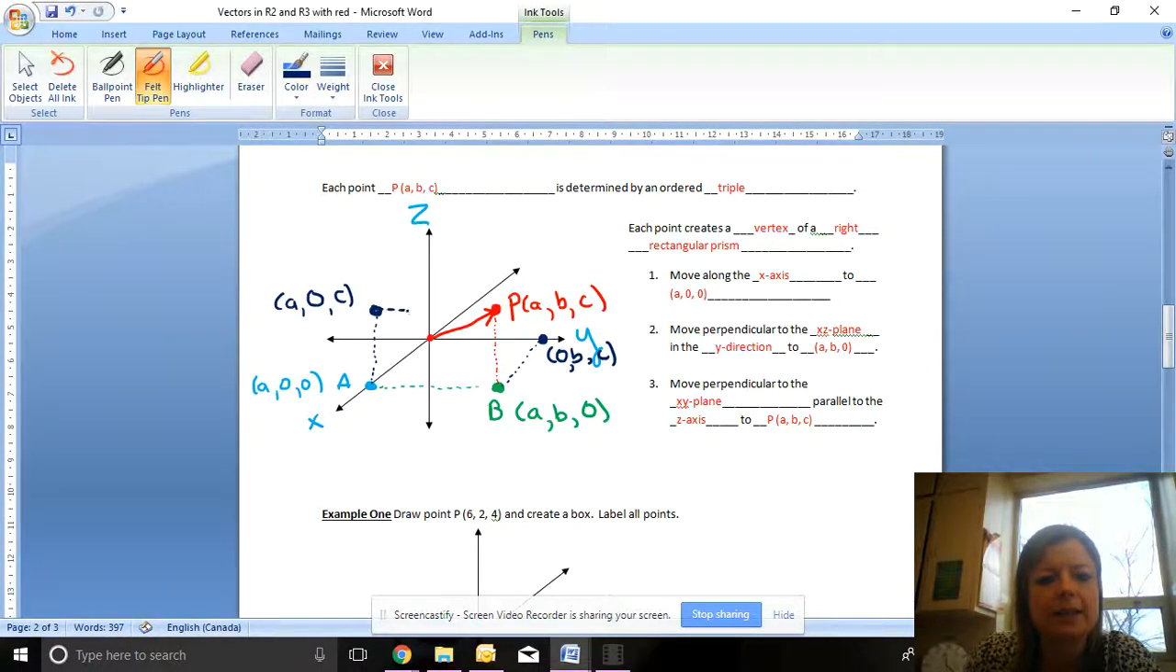So then I can connect these here. That's the front of my box. And back here, I can do the same thing. This one from this point should be the exact same height as from here to here. I'm just starting from here.